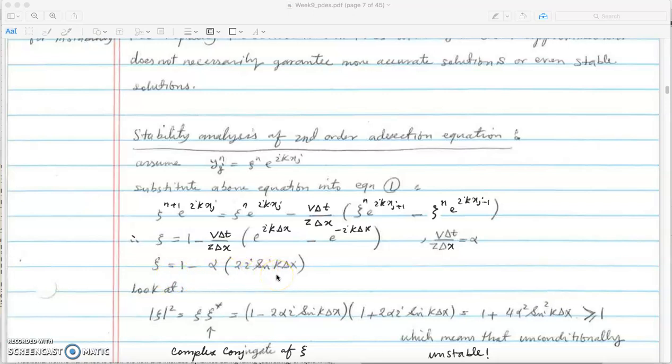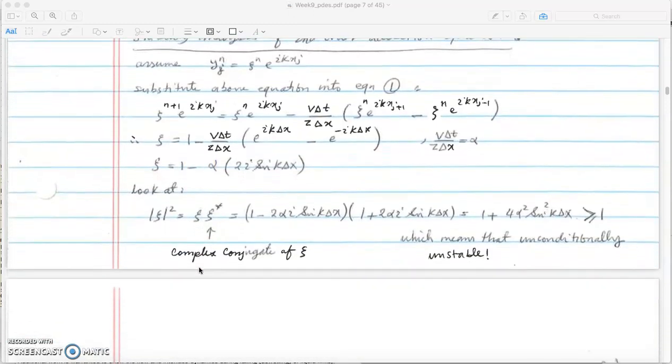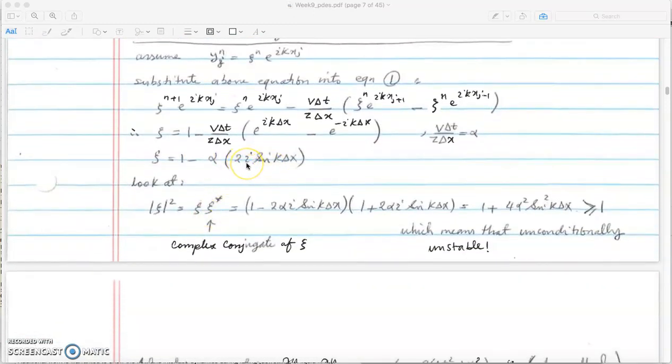This is c. Our goal is to show that c is bigger than 1, because if something is bigger than 1 raised to n power over time, this will grow up, and then it's going to spoil our numerical solution, which means the solution blows up from a perturbation. So let's see how we can prove that the magnitude of c is bigger than 1. Because this is an imaginary number, we're going to multiply this by its complex conjugate. So this is c, this is c complex conjugate.